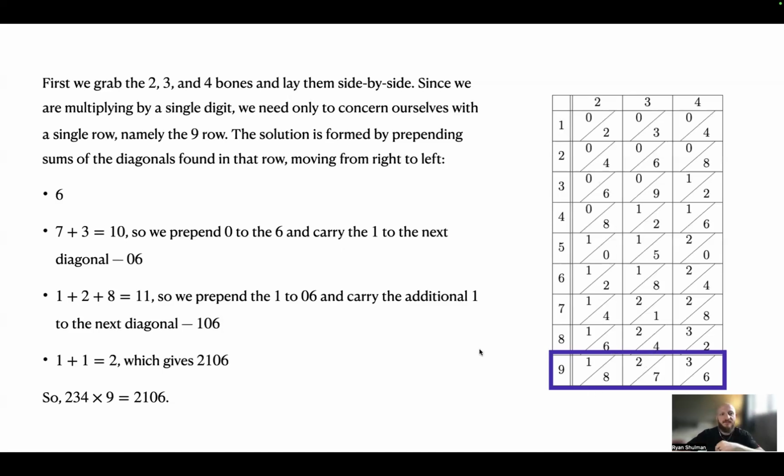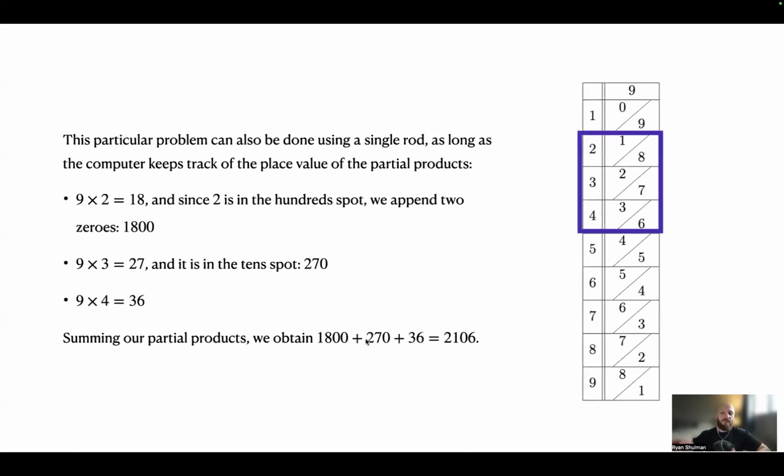1 plus 2 plus 8 is 11. So I'll take the 1 that's in the ones place and prepend that to my figure so far, giving me 106, and I'll carry the 1 in the tens place to the next diagonal. The next diagonal just has a 1, so 1 plus 1 is 2, and I prepend that 2 finally. So this gives the answer of 2,106.